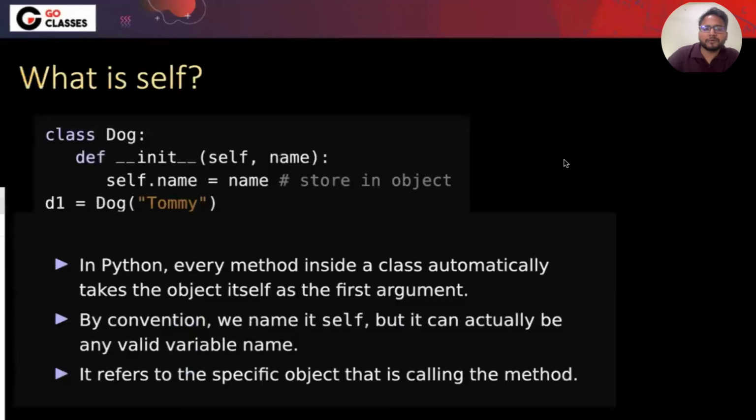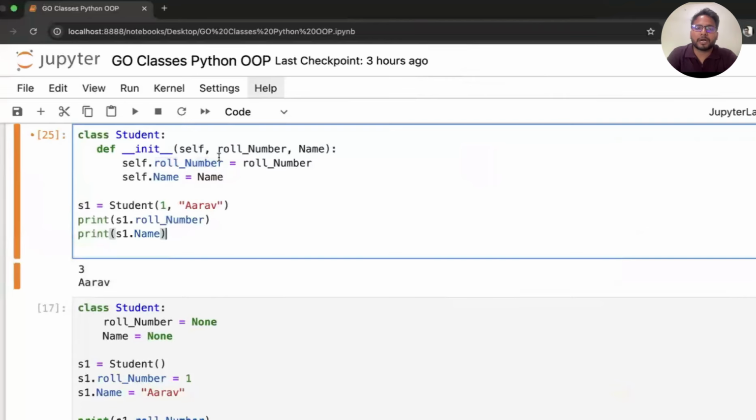Okay, so what is self? In Python, every method inside a class automatically takes the object itself as the first argument. Not just init, we will be seeing other methods or functions also. There also we have the syntax called self. We need to write the self comma. For example, let's suppose I do not write the self. Let's not worry about it.